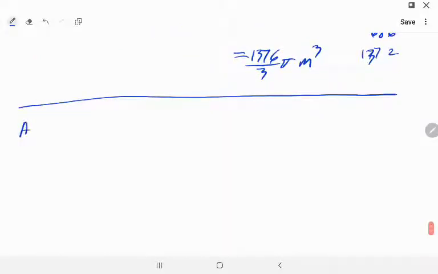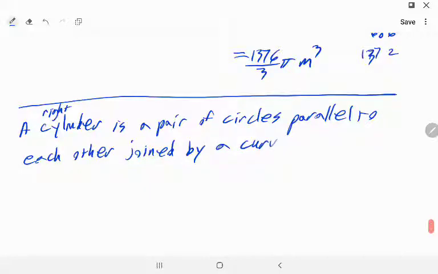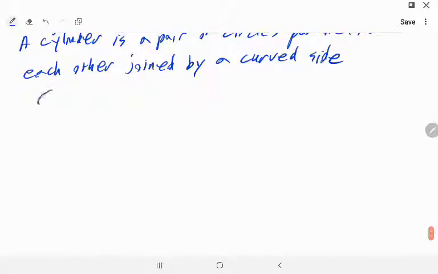A cylinder, a right cylinder, is a pair of circles parallel to each other joined by a curved side. So classic can shape.